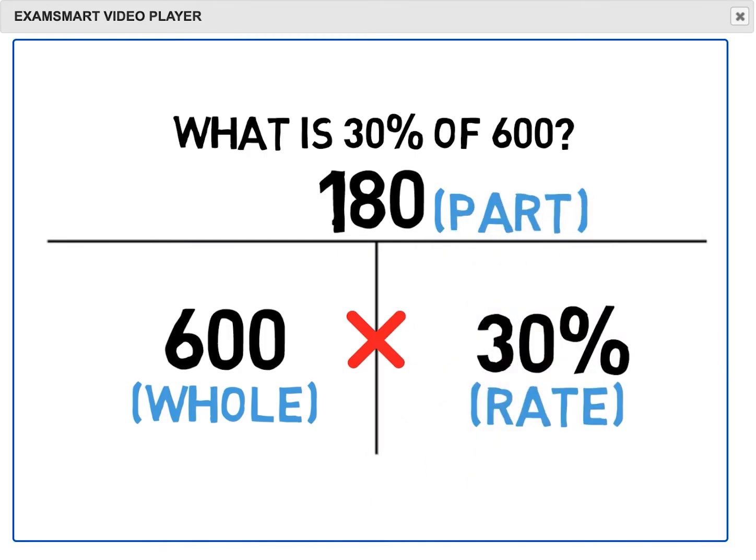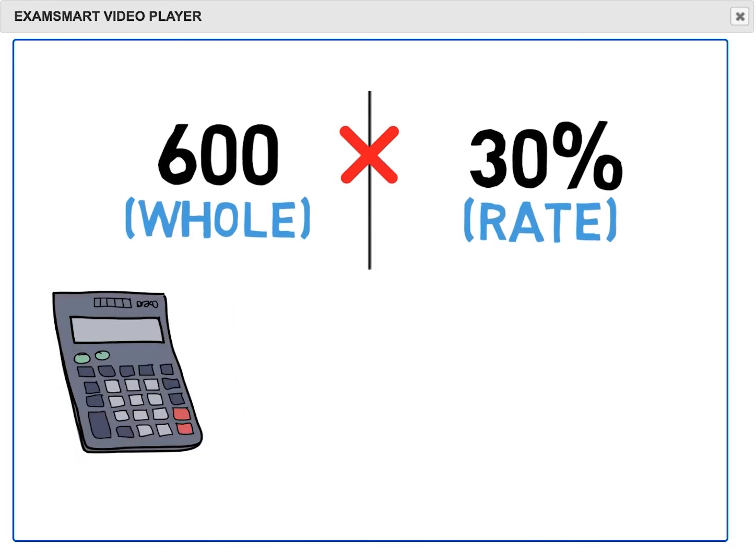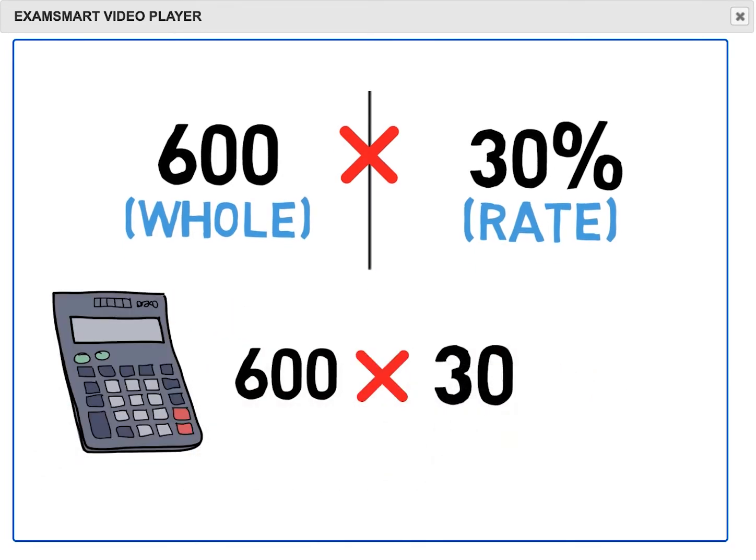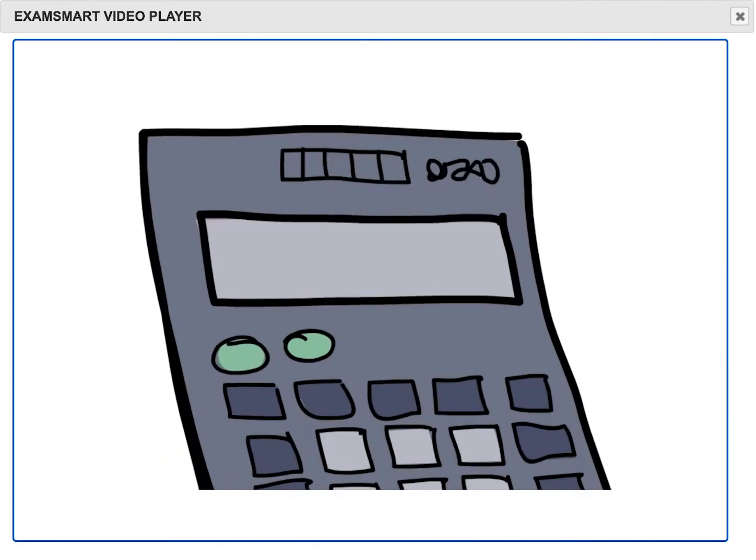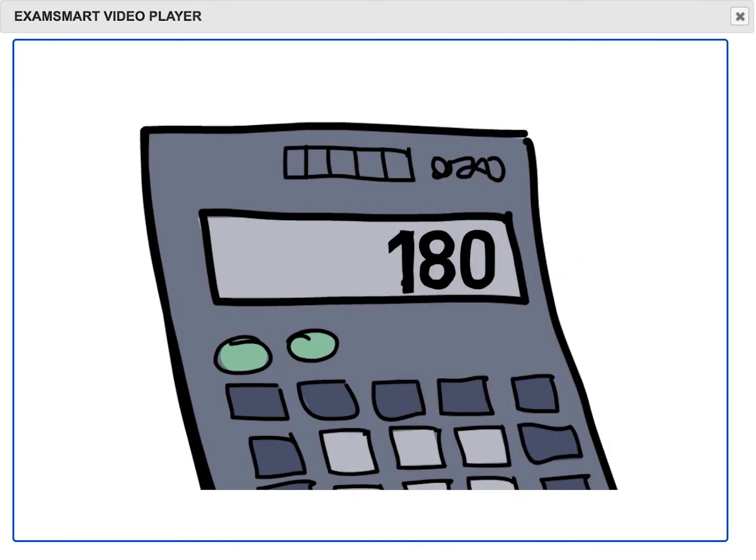Again, use your percent key. If you take 600, then hit times, then hit the number 30, then hit your percent key, most calculators will flash up a number that says 180.